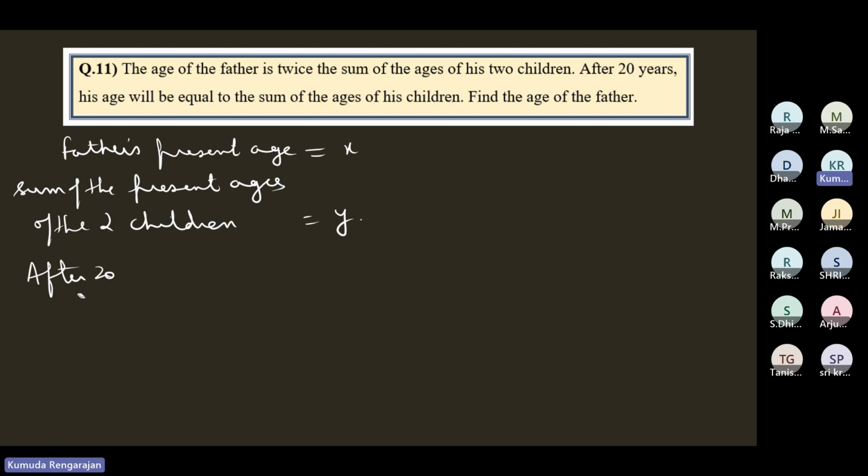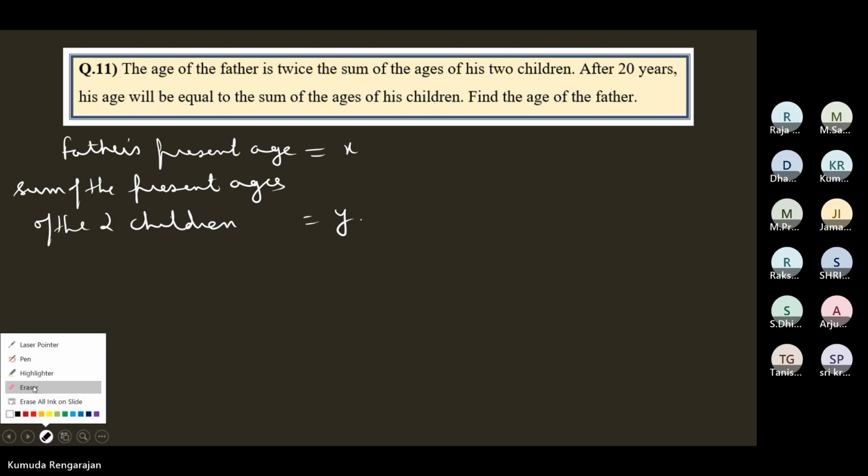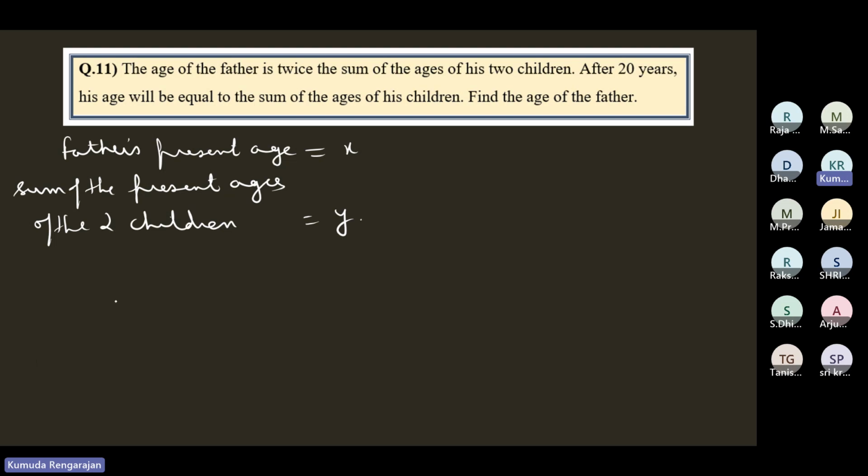So after 20 years, the father will be X plus 20. So after 20 years, father's age will be equal to the sum of the ages of his children. So after 20 years, Y plus 20. Correct? Ma'am, it is given twice the sum of.